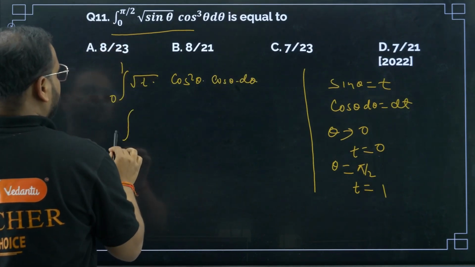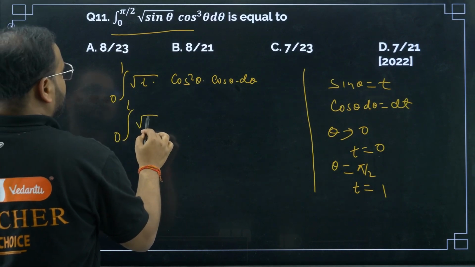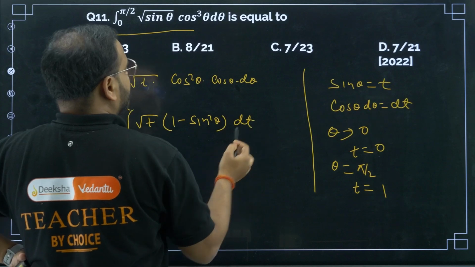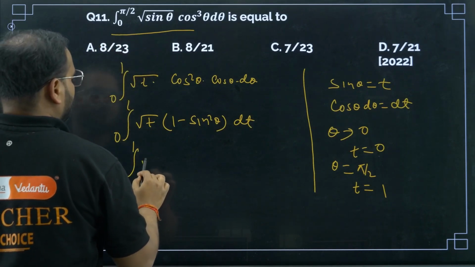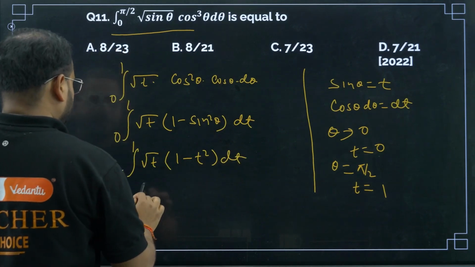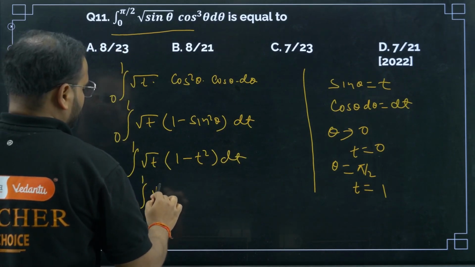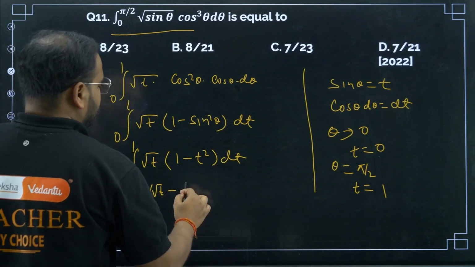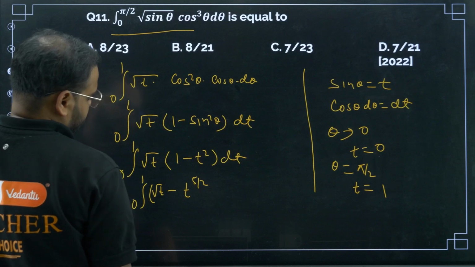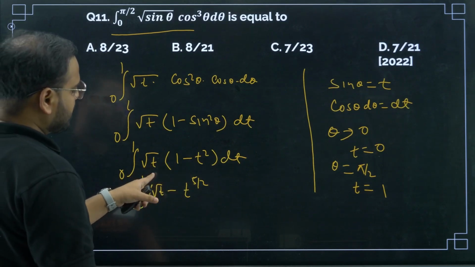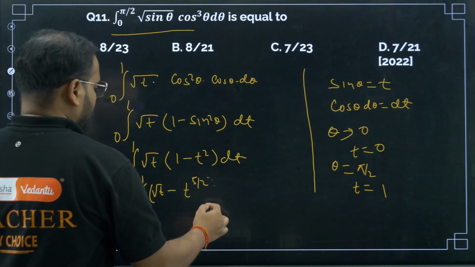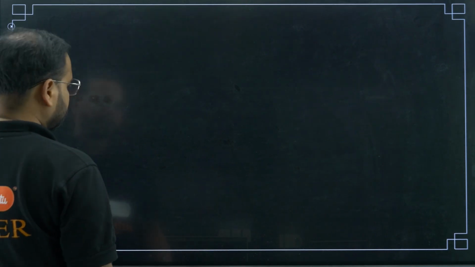I'm going to use this, don't worry. 0 to 1 root t, 1 minus sine square theta dt. So I can write this as 0 to 1 root t, 1 minus t square dt. Open the bracket, you'll get 0 to 1 root t minus t power 5 by 2, right? 2 is there and 1 by 2 is here. If you add them, 2 plus 1 by 2 will be 2.5, 5 by 2, dt.